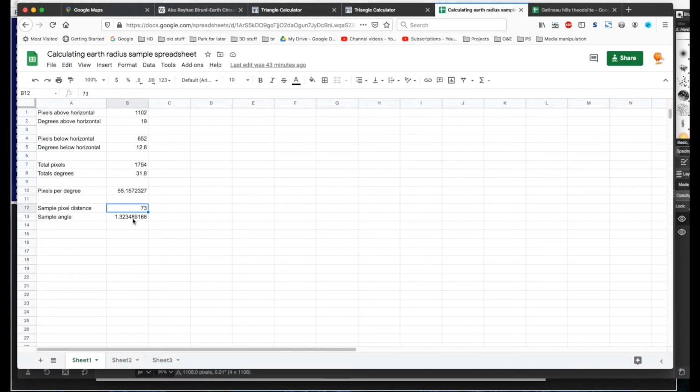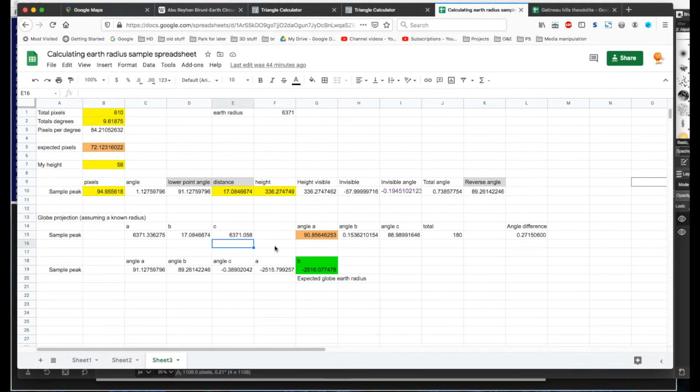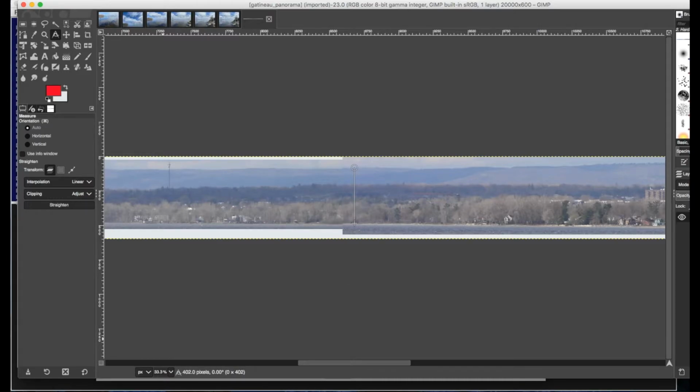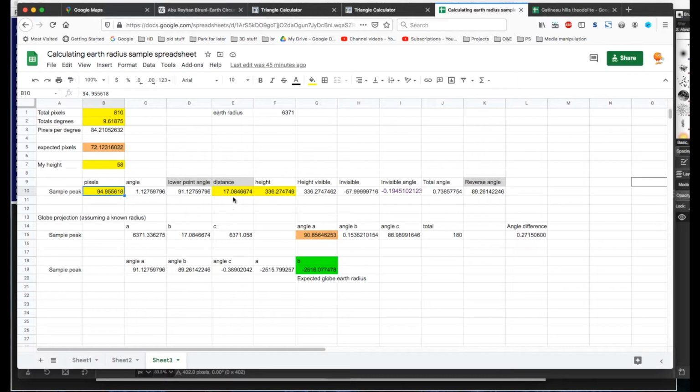And in this case, if I measured 77 pixels, I should expect there to be an angle of 1.323 degrees. I worked out this tab over here. This would be the total pixels that I've measured along with the total degrees. My height would be the height above sea level. And let's say I go back to this point and I said, okay, this measurement over here was 402 pixels, for example, and I knew what the pixels per degree ratio was. The idea would be that I would put this value over here. It would calculate the angle above my horizontal. I would know what the lower point angle would be. This would calculate the reverse angle. I should expect to know the distance to that point and the height of that hill.